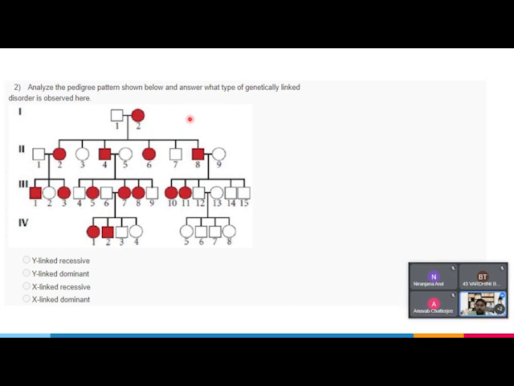We obviously know that the circle means a female, the box means a male, and in this particular diagram a red circle means that the particular entity is actually affected by the disease. So depending on the pedigree, I would suggest everyone to try and figure out what the mode of inheritance here is. We have four options, only one is correct. The options are Y-linked recessive, Y-linked dominant, X-linked recessive, and X-linked dominant.